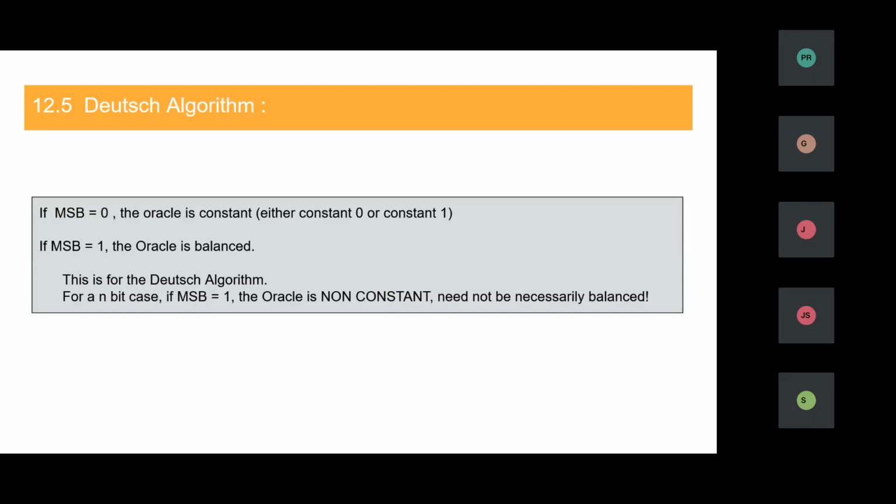This is primarily for n equals 1. If I have more bits, for a general n-bit case, then once again I measure the MSB, and if the MSB is equal to 1, I know that the oracle is non-constant. That does not necessarily mean it is balanced, but I know the oracle implements a function which is not constant. Whereas if the MSB is equal to 0, for sure I know the oracle is a constant oracle. That is typically the more general case, for the Deutsch-Jozsa type of implementation.